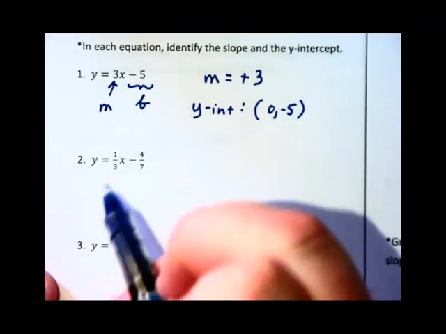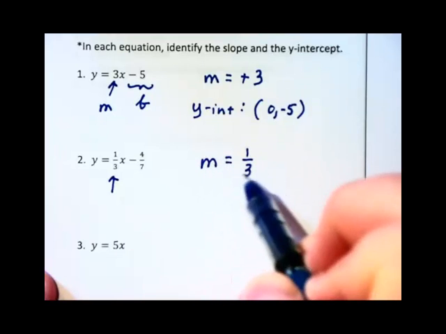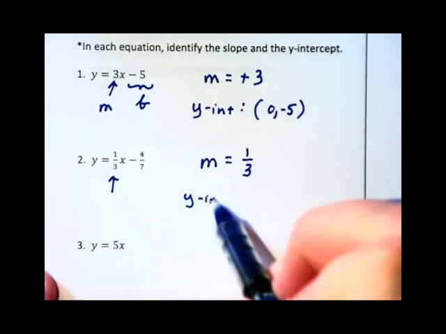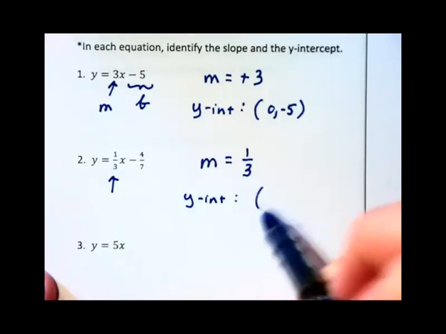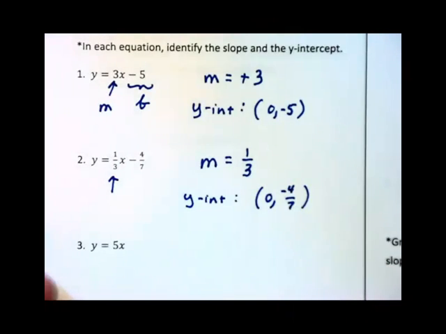In this second problem here, it's already set up for us. The slope is equal to 1/3, and the y-intercept is going to be the point (0, negative 4/7).